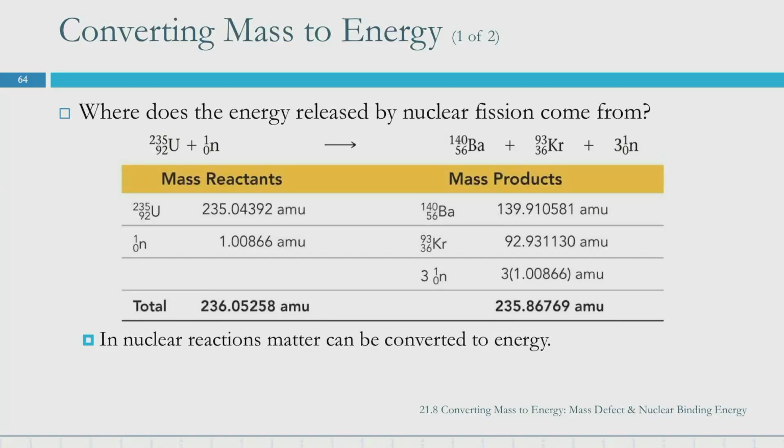Where does the energy come from? In our mass reaction, we've got uranium-235 and a neutron. So our total mass before is 236 and some change AMUs. We know that there are 3 neutrons, a krypton-93, and a barium-140 that come out. If you add all of those up, the after is 235 and change AMUs.